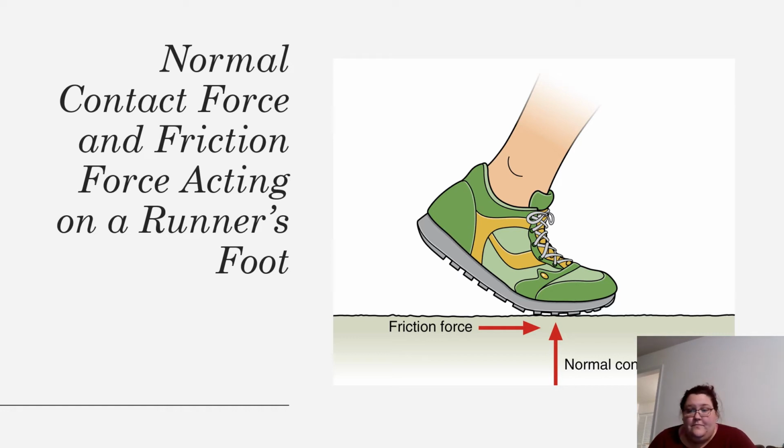All right, so here we have an individual running. We have the runner's foot. It's going to contact the ground. You're going to have a friction force of the shoe gripping the ground so it can pull the individual forward. And then you have the force of the individual's weight impacting the ground and then going right back up into the individual. So a couple different forces at play here.